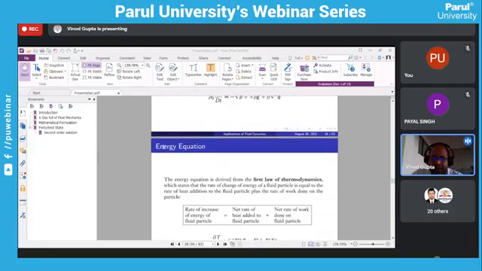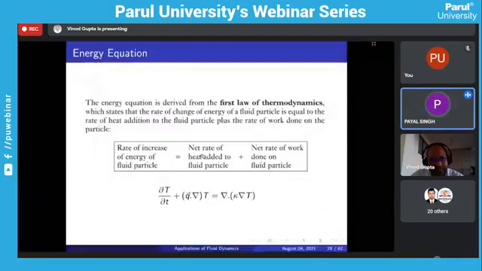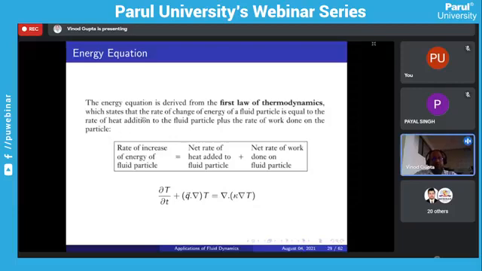And the next is the energy equation. The energy equation is based on the first law of thermodynamics, which states that the rate of change of energy of a fluid particle is equal to the rate of heat addition to the fluid particle plus the rate of work done.